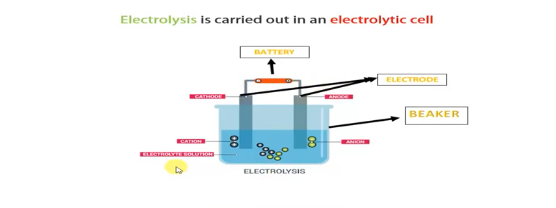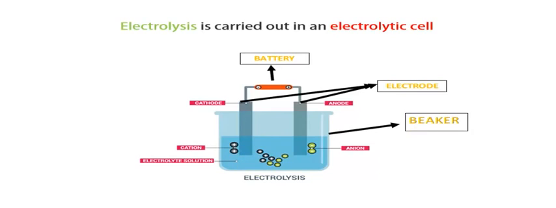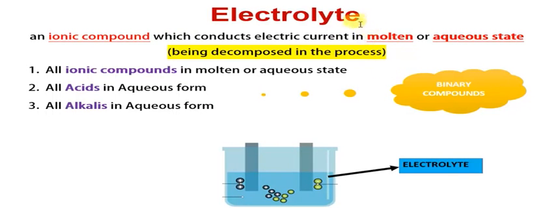These rods are dipped in an electrolyte solution. An electrolyte is the substance which is being decomposed in this process. The electrodes and the electrolyte are placed in a beaker. Before studying the process of electrolysis, I will explain in detail each and every single apparatus which is being used. First is the electrolyte. The electrolyte is the substance which is being decomposed in this process.